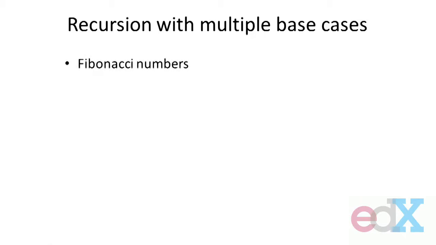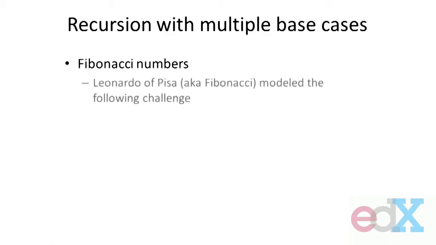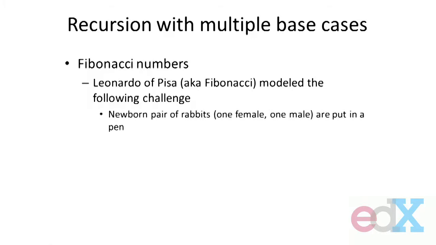The history of this is, several centuries ago, Leonardo of Pisa, also known as Fibonacci, wanted to model how quickly rabbits breed. And he built a model that's not completely realistic, but still gives you an interesting process. And he described it as follows. He wanted to take a newborn pair of rabbits, one male and one female, and put them in a pen.